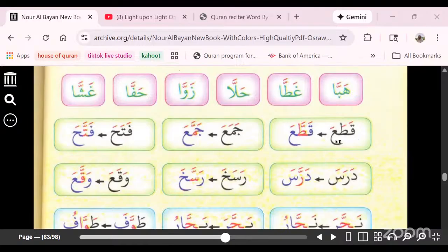This one is Qoto'a. Qoto'a. Squeeze your throat. Qoto'a. Qoto'a. Then Qotto.